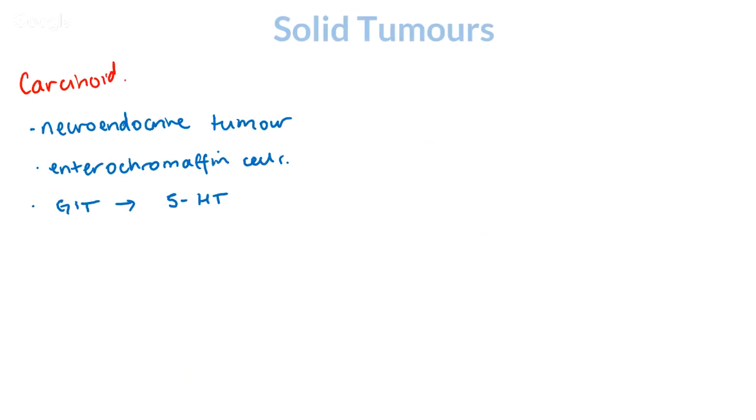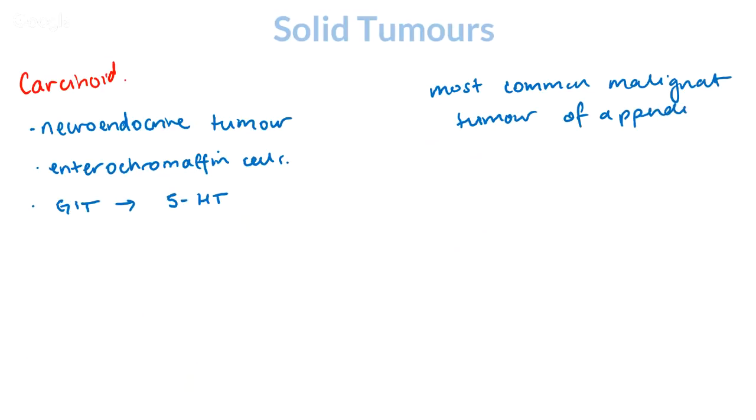Okay, so epidemiologically, all of these tumors are good at something. Carcinoid tumor is good at being the most common malignant tumor of the appendix, of all places. But it's very common to find these tumors anywhere in the small bowel. So jejunum, ileum, duodenum, any of those can have it.